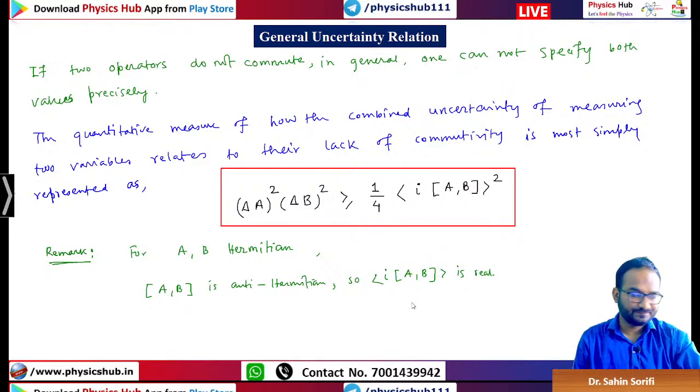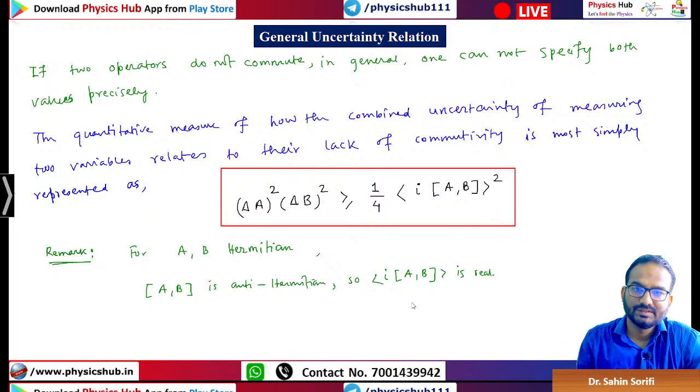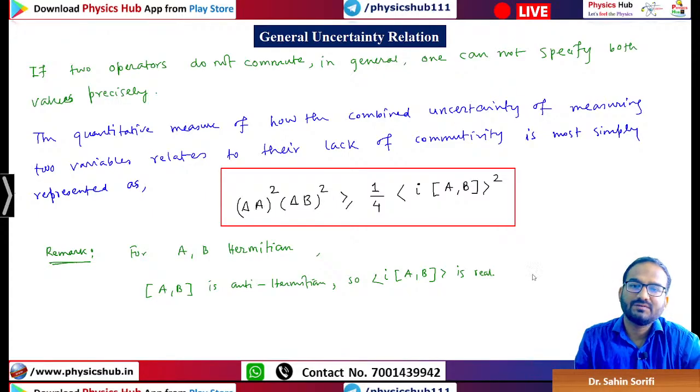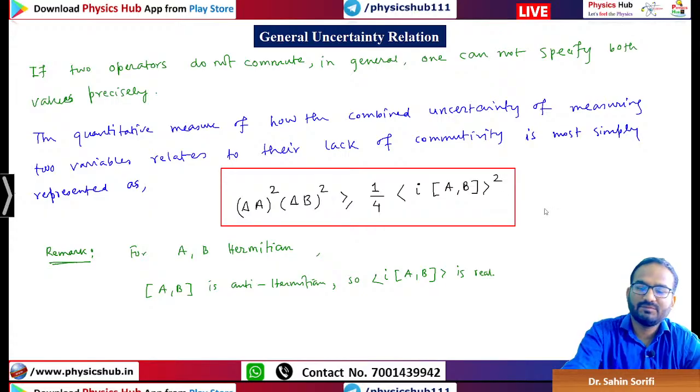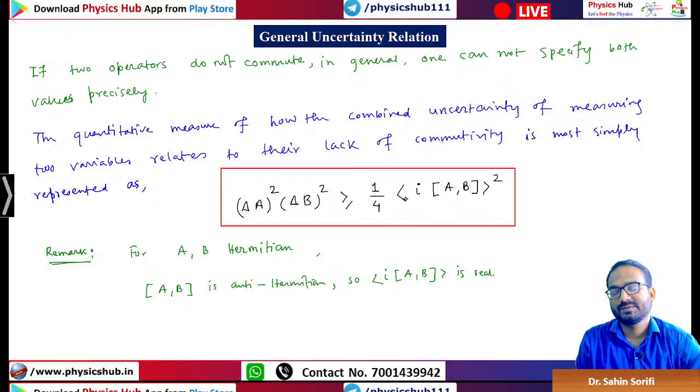No question? Let's move on. So first of all, we'll be applying this general uncertainty relation. This is a mathematical form of the general uncertainty relation. You have to remember this, okay? Delta A whole square, delta B whole square is greater or equal to 1 by 4 expectation value of i of the commutation of AB, whole square.